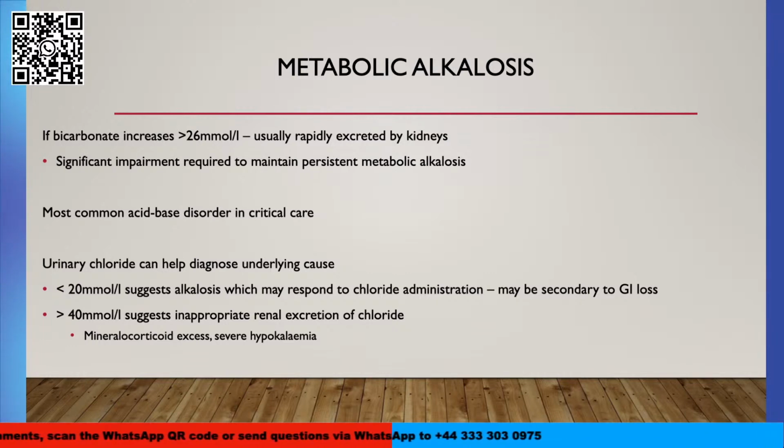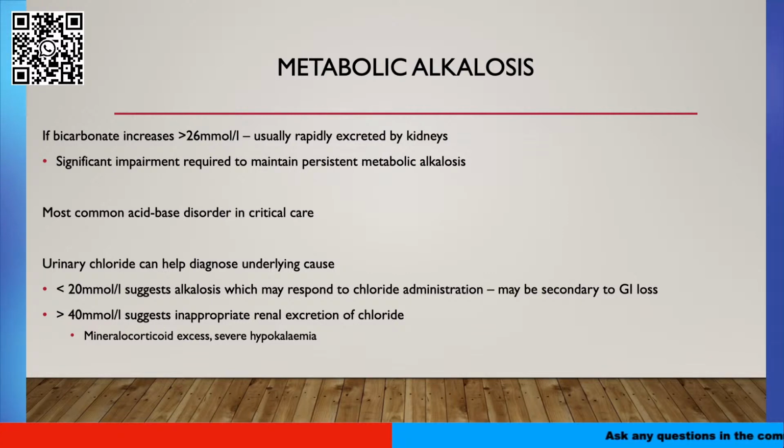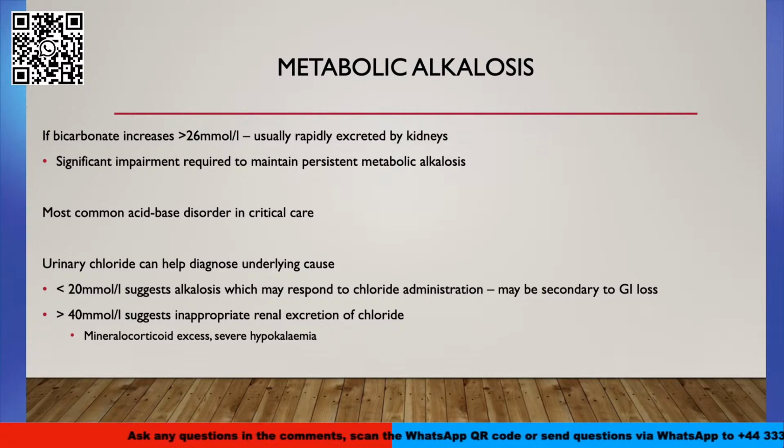You can use urinary chloride to help diagnose the underlying cause. If this is less than 20 millimoles per litre, it suggests an alkalosis which may respond to chloride administration, and the underlying cause may be due to GI losses. However, if your urinary chloride is greater than 40, it suggests an inappropriate renal excretion of chloride, and this may be due to a mineralocorticoid excess or severe hypokalemia.